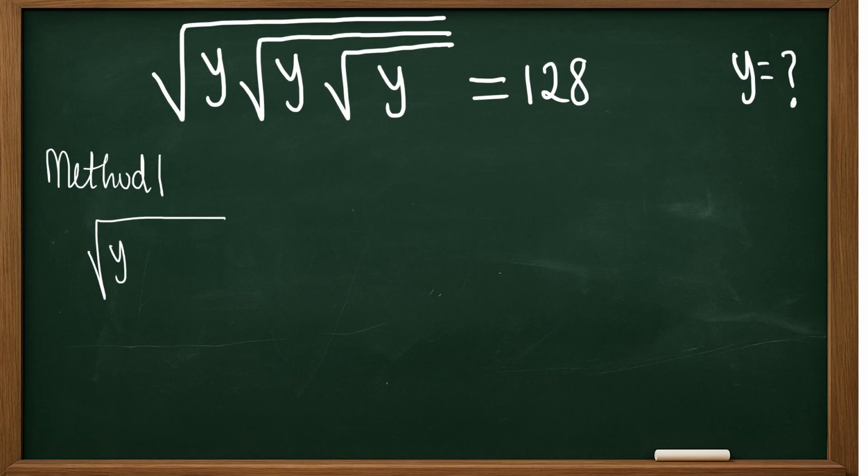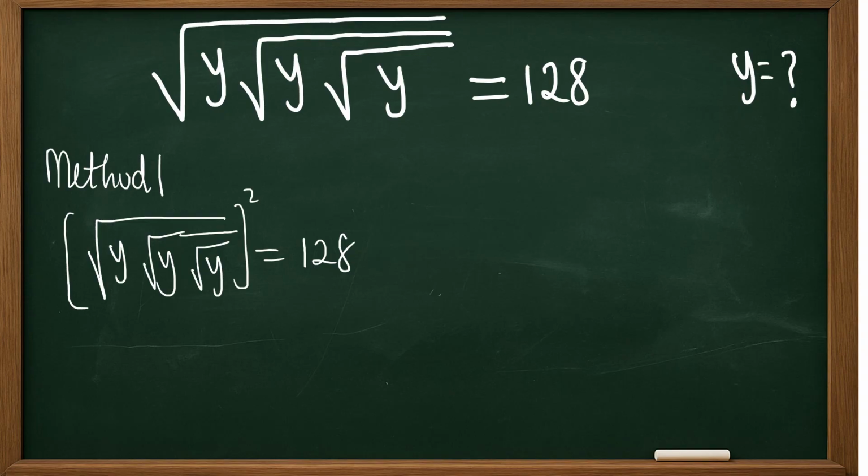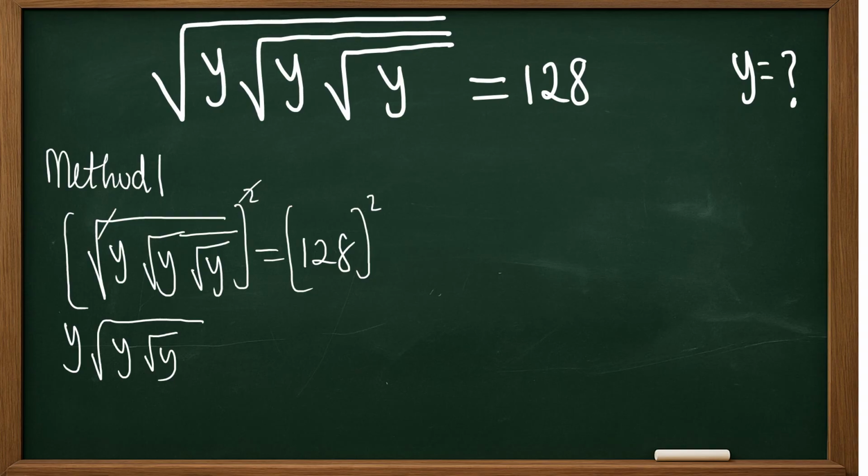We have the square root of y times the square root of y times the square root of y equals 128. So here, I'm going to square both sides. Squaring both sides, the square is going to cancel out the first square root. So here I'm going to have y, and here I'm going to have the square root of y times the square root of y, which equals 128 squared.